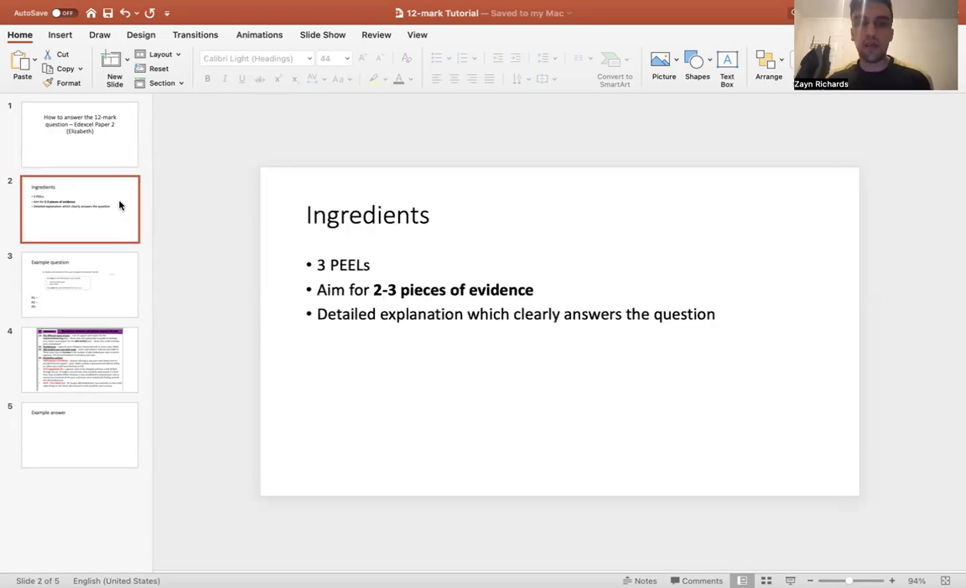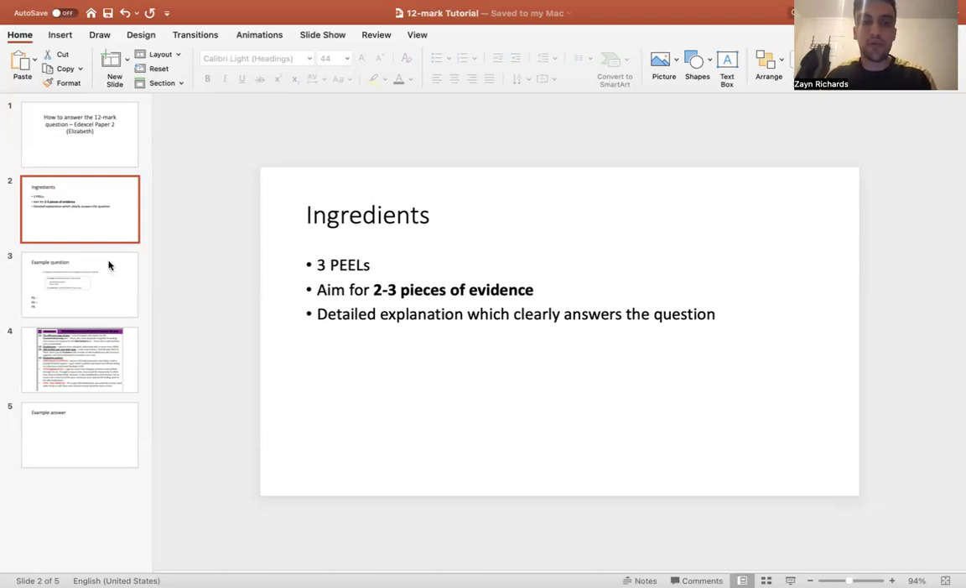So the ingredients of a good answer is quite simple for this one. Three PEE paragraphs. I've written there on the screen that you want to be aiming for two to three pieces of evidence per paragraph, ideally. And then the key thing is to make sure that your explanation is really strong. The question will have a specific focus, and when you're doing your explanation, you want to really clearly address that focus.